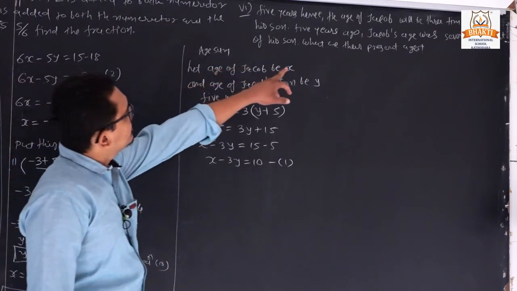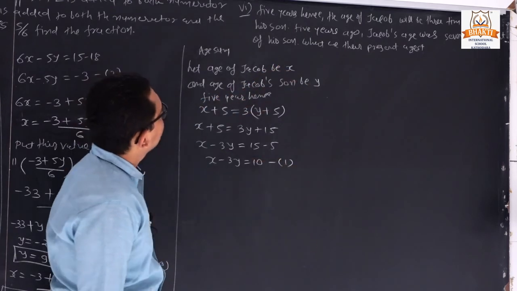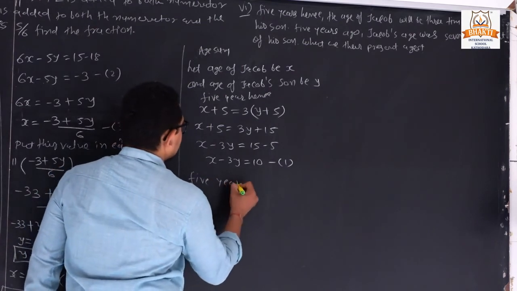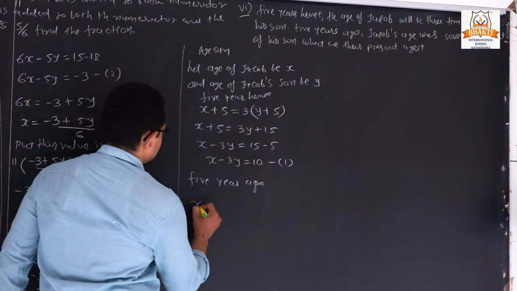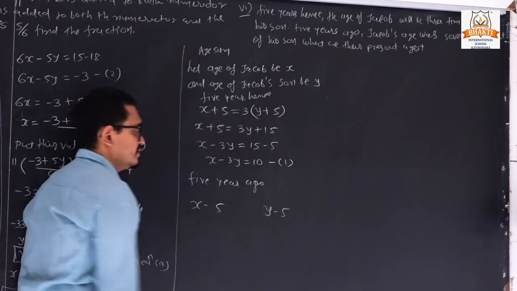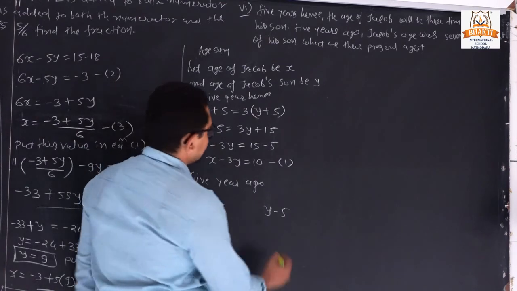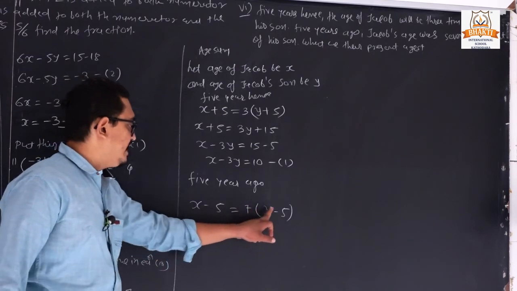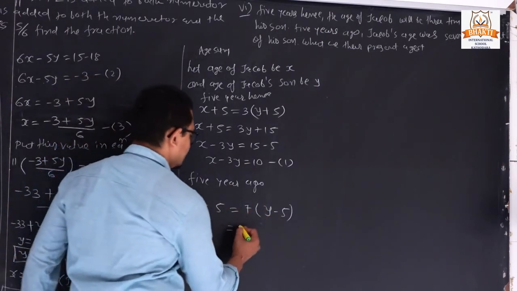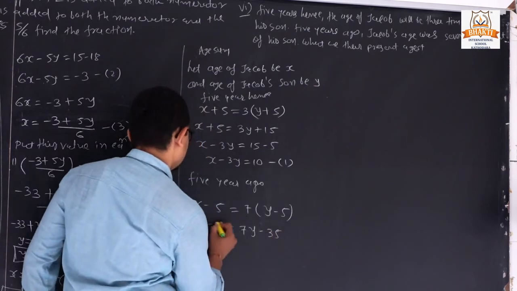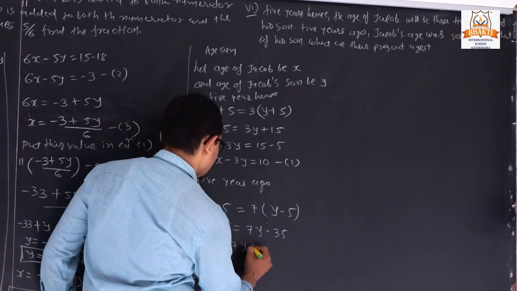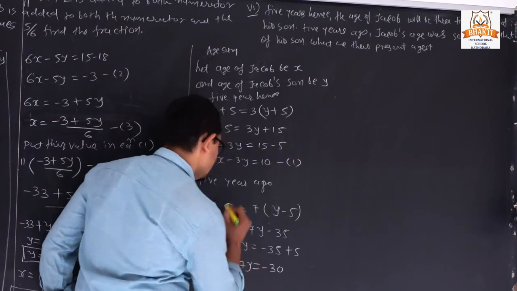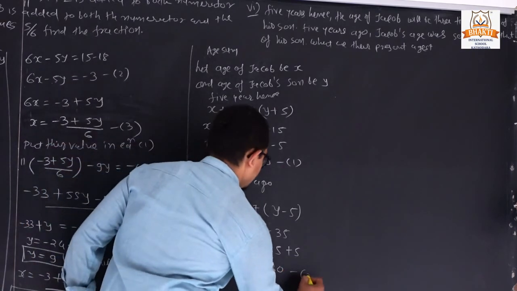Now next, 5 years ago, Jacob's age was 7 times. 5 years ago means subtraction: x minus 5 and y minus 5. So Jacob's age is 7 times. So here we can put 7. Clear? Jacob's age is 7 times the age of his son. Simplify this. 7y minus 35. This is going to the second side, so it becomes minus, and this becomes plus. So x is equal to 7y minus 30. It is result number 2.